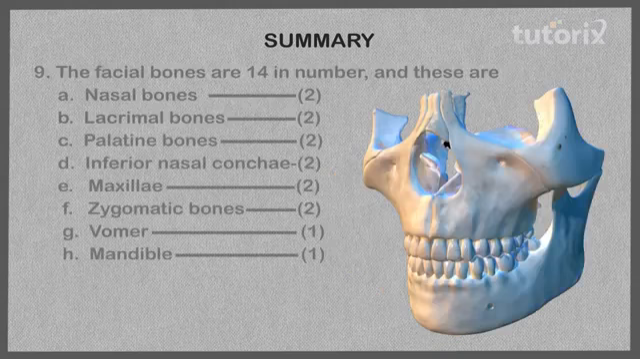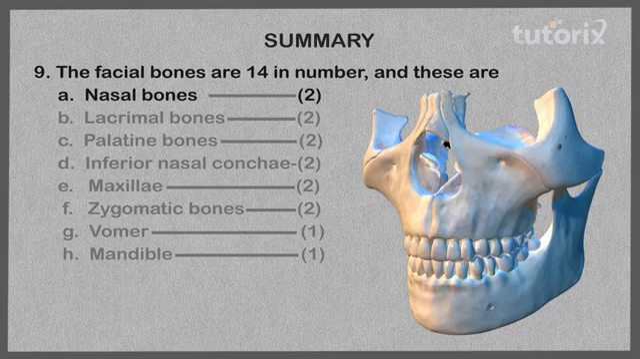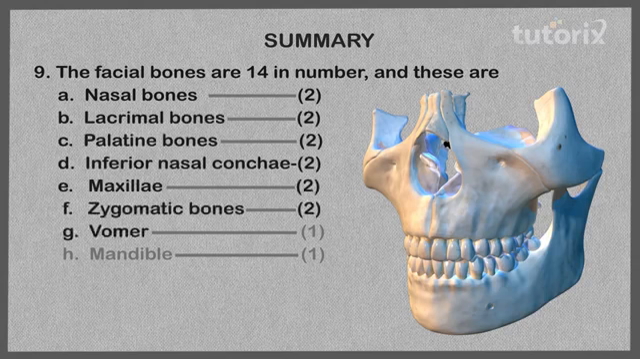The facial bones are 14 in number, and these are 2 nasal bones, 2 lacrimal bones, 2 palatine bones, 2 inferior nasal conchae, 2 maxillae, 2 zygomatic bones, 1 vomer, and 1 mandible.